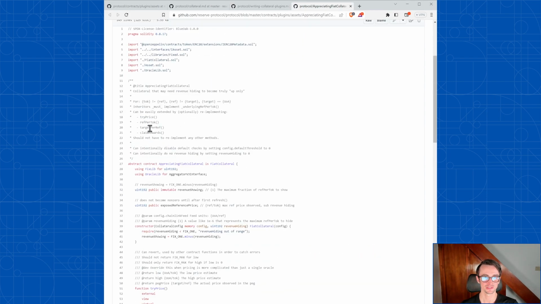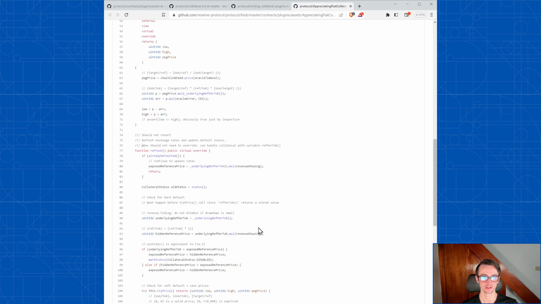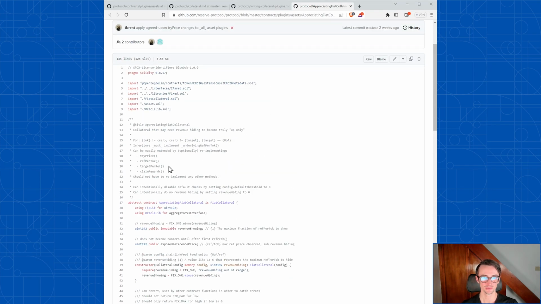Okay, try price, refPerTok. Maybe you want to override this function, which is the core up-only exchange rate that's going to allow the protocol to identify revenue. And maybe you want to override targetPerRef. Probably not, though. Like I said, 1-to-1 is basically what everything's going to use. And then claim rewards. If there's some type of reward that can be claimed, basically, if by holding the collateral token you earn the right to claim some governance token or reward token, then you're going to have to implement the claim rewards function.